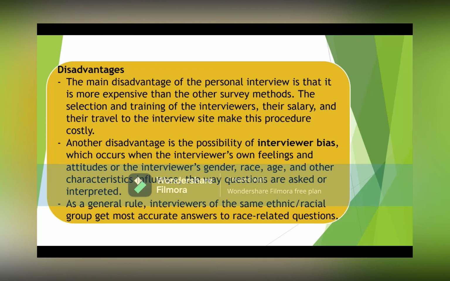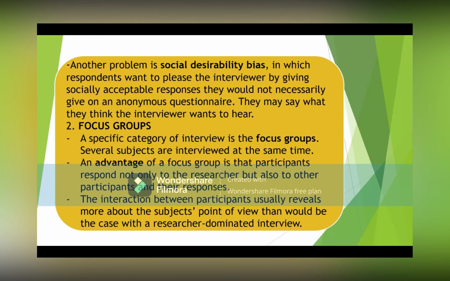As a general rule, interviewers of the same ethnic or racial group get the most accurate answers to race-related questions. Another problem is social desirability bias, in which respondents want to please the interviewer by giving socially acceptable responses. They would not necessarily give these on an anonymous questionnaire. They may say what they think the interviewer wants to hear.